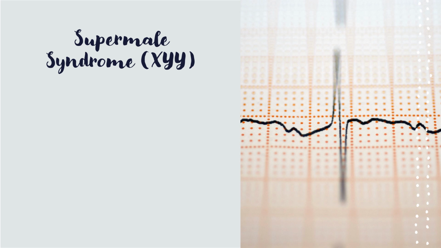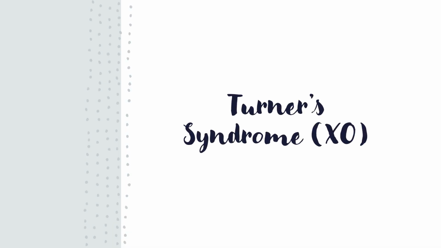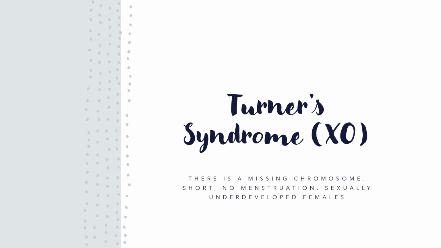Super male syndrome. So in here, they're taller than normal males, and they're also below average intelligence. So they're taller but below average in intelligence. And we have Turner's syndrome. Turner's syndrome is where there is actually a missing chromosome. They're short, no menstruation, sexually underdeveloped females. So for you to remember if a syndrome is male or female, if that's male, it has a Y. If that's a female, it doesn't have a Y.